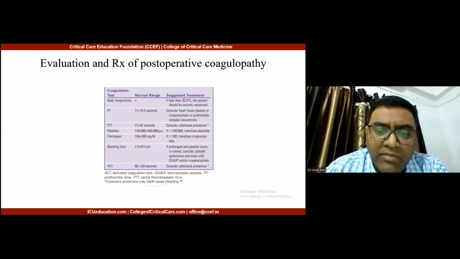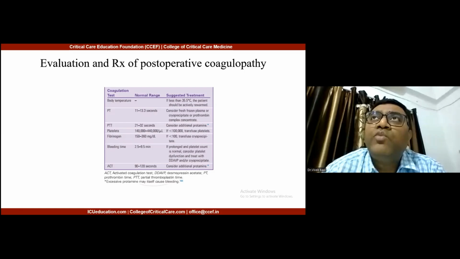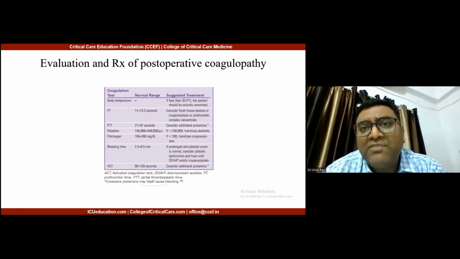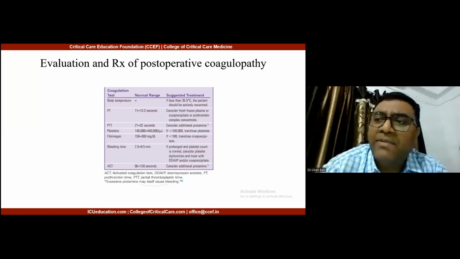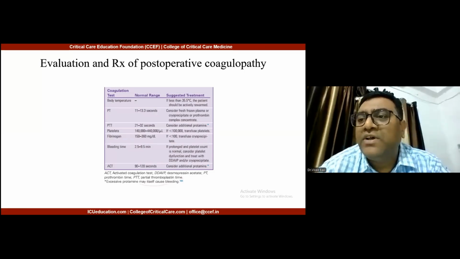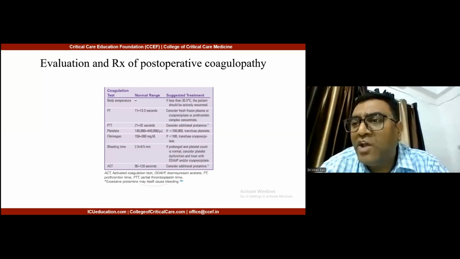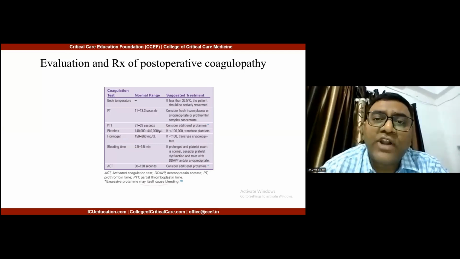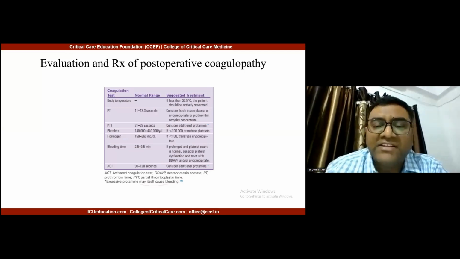And more important, you may need to give protamine if you see APTT is prolonged, because sometimes the patient is on cardiopulmonary bypass for a longer duration and there is improper correction of the heparinization, that's why the patient may have bleeding. But again, remember, excessive protamine can also lead to bleeding in such patients.